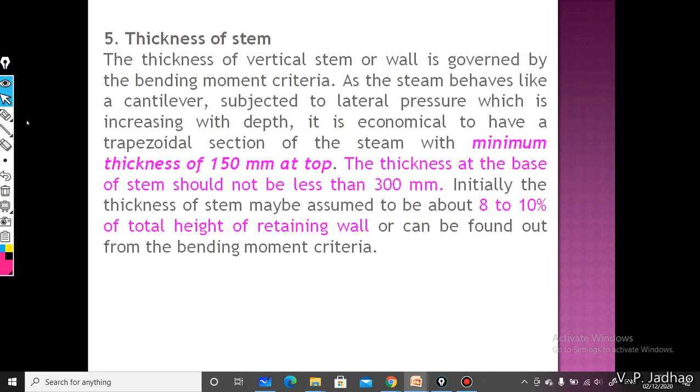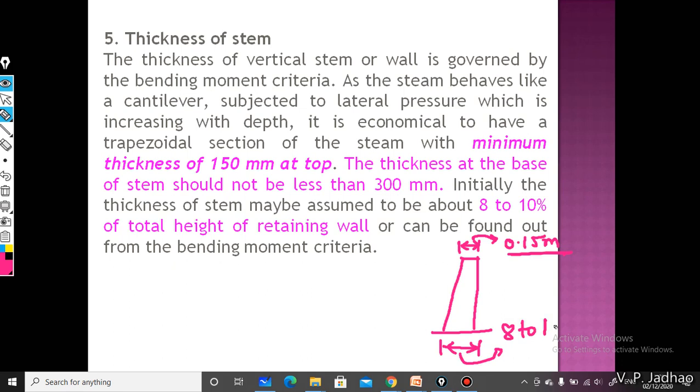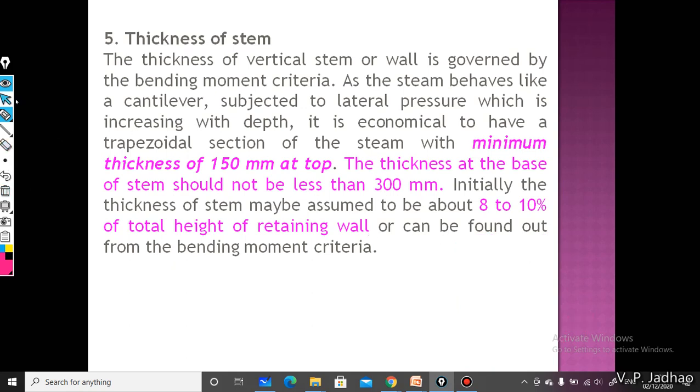Then the thickness of the stem: the minimum thickness of the stem, if this is your stem, is 0.15 meter, that is 150 mm, whereas the base width of the stem at the bottom is taken as 8 to 10% of your total height. We have already seen these points in the previous lecture.